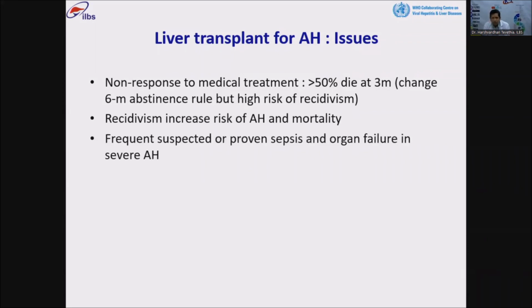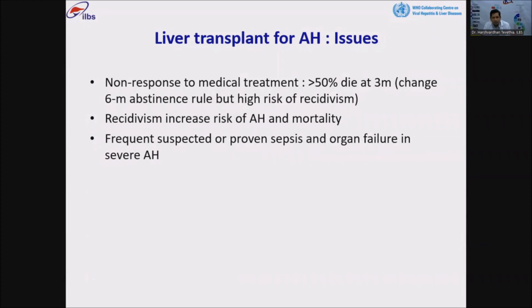Now, the most important aspect when you're dealing with alcoholic hepatitis liver transplant is the risk of recidivism. Post-liver transplant, how many patients will actually relapse to alcohol therapy? Now, there are many scores which determine that. One of the more recent scores is the SALT score, which actually scores how much risk the patient is to develop recidivism post liver transplant.